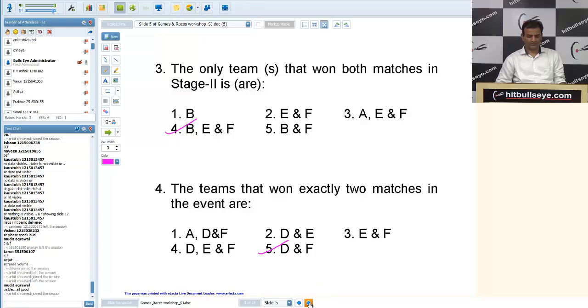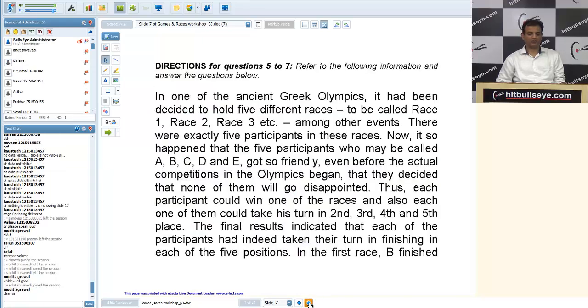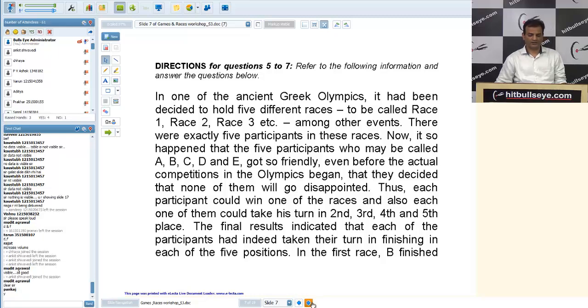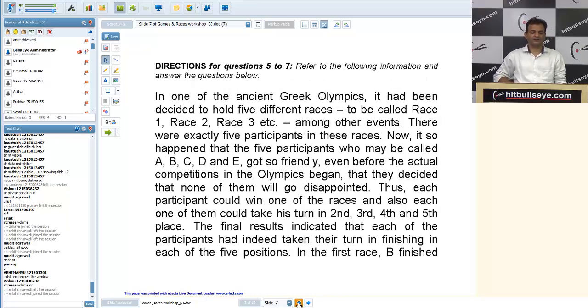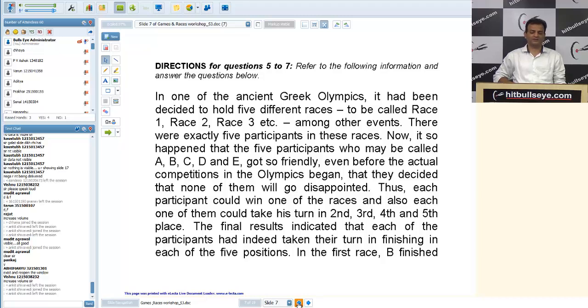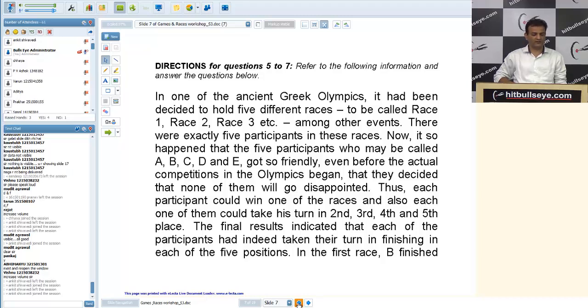Now go to the next block. I think the slides are there, questions are there. Yeah, good. Now just read it, students. This is from the XLRI exam, old XLRI, which is now known as the XAT exam. In one of the ancient Greek Olympics, it had been decided to hold 5 different races. Just read it, students.